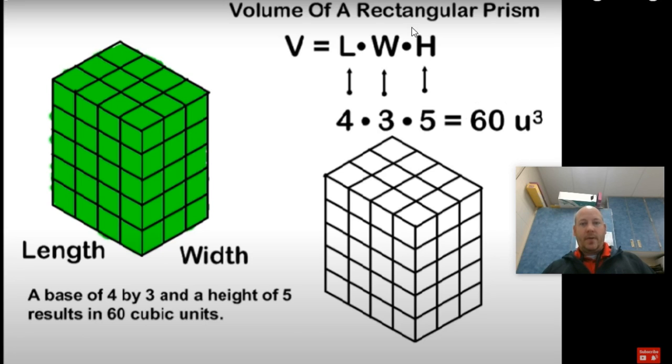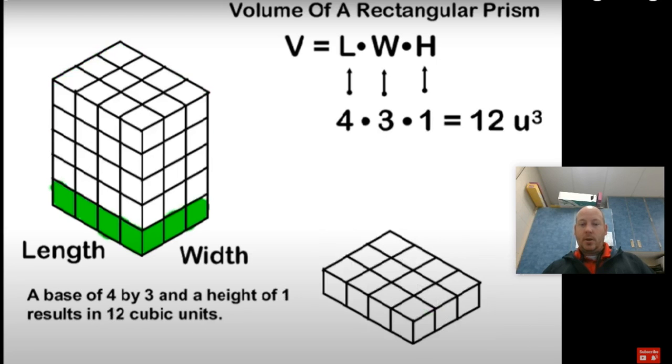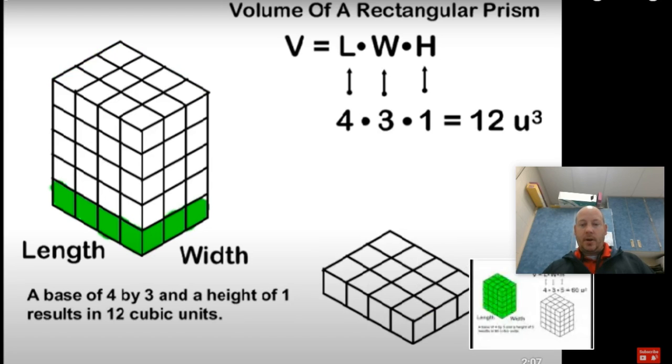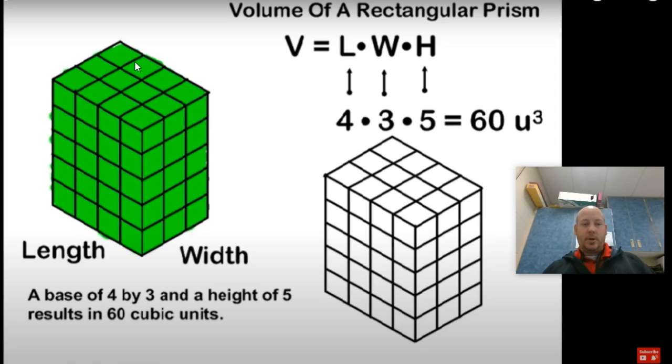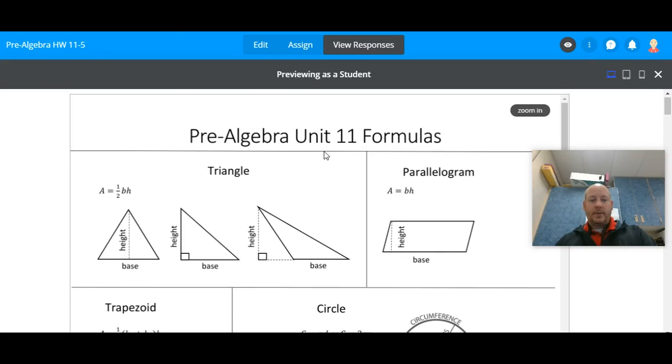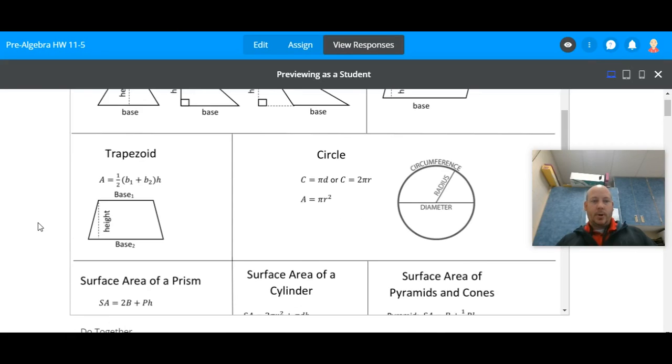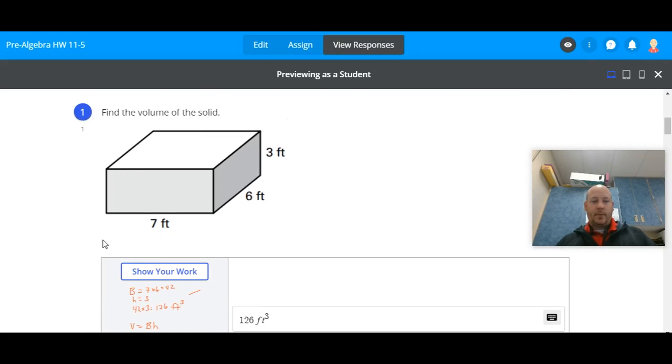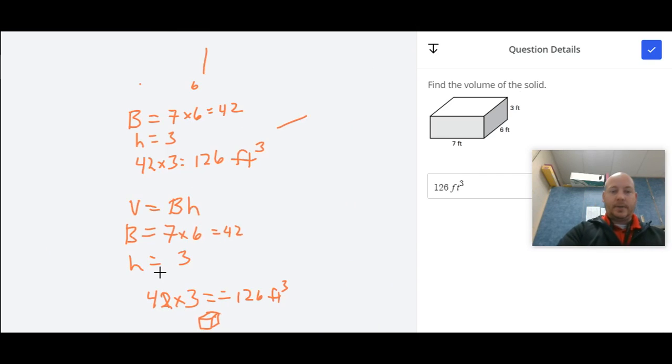So when we find the volume of a prism in general, essentially we're following that same idea. We want to figure out how many cubes fit on the bottom layer, and then we want to figure out how many layers there are. Now if we look at the first problems in homework assignment 11.5, we'll go through and do a few practice problems, okay?